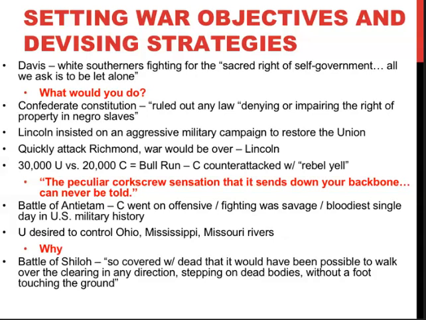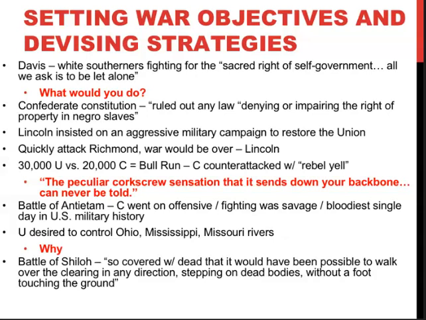Next, you get the Battle of Antietam. The Confederates went on the offensive, fighting was savage, bloodiest single day in U.S. military history. The Union desired to control the Ohio, Mississippi, and Missouri rivers. If they controlled those rivers, the Confederates would not be able to have access, and their trade would be limited even more.